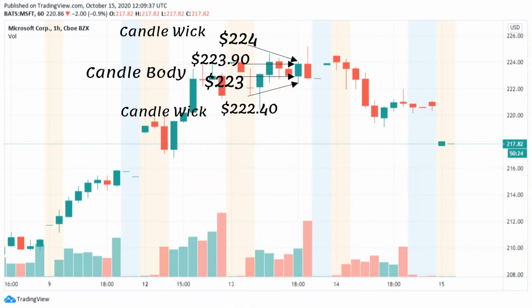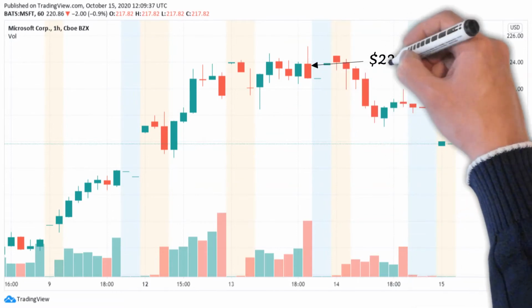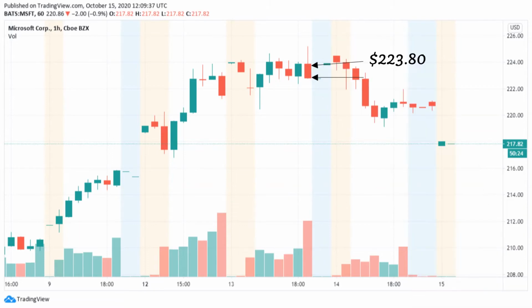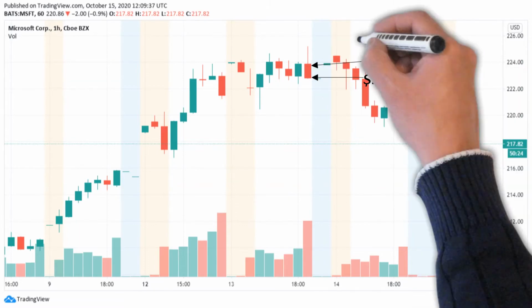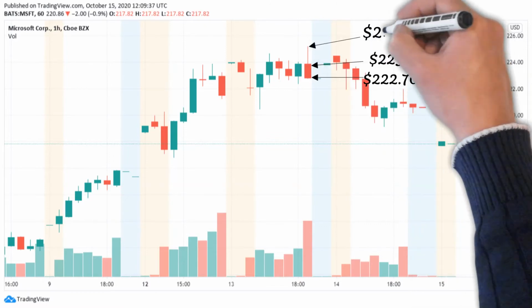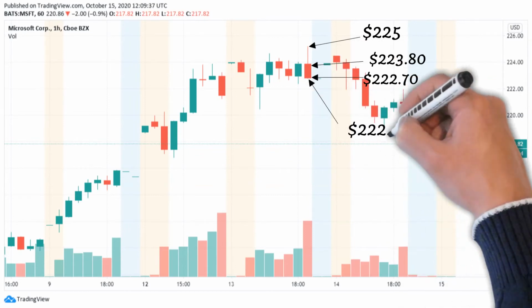Now let's see the next candle. It's red, meaning the closing price is lower than the opening price. It opened lower than the closing price of the previous candle, at $223.80. It also closed lower than the opening price of the previous candle, at $222.70. Lastly, the price went as high as $225, and went as low as $222.60.